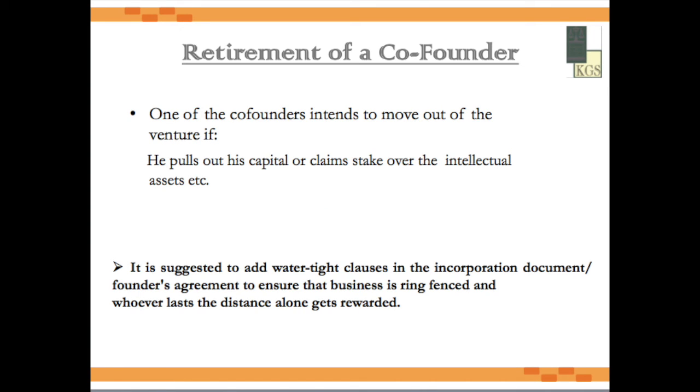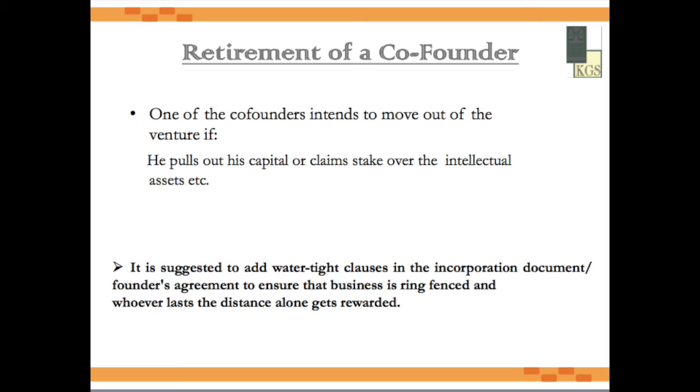Retirement of a co-founder. Usually, the journey of a startup is anything but smooth. But sometimes it could be the case where one of the co-founders intends to move out of the venture for some reason. At this juncture, if he pulls out his capital or claims stake over the intellectual assets, it could jeopardize the business and might question its very existence.